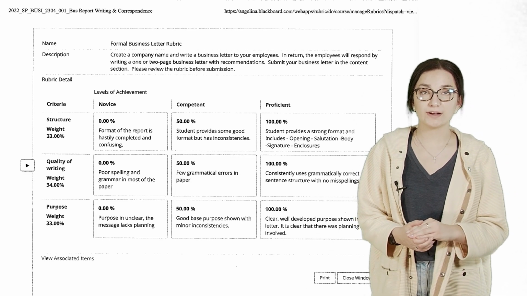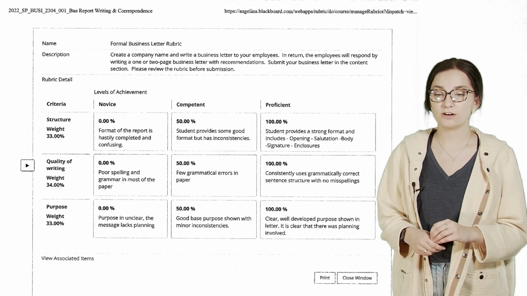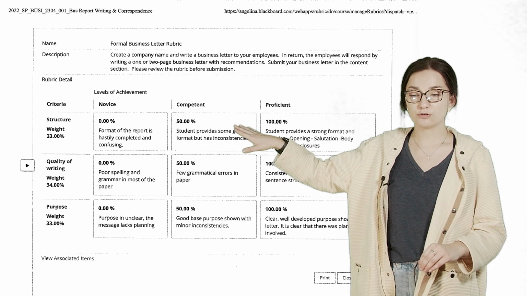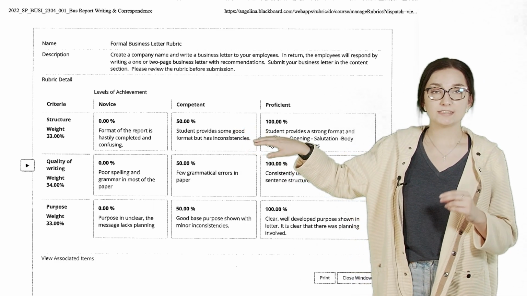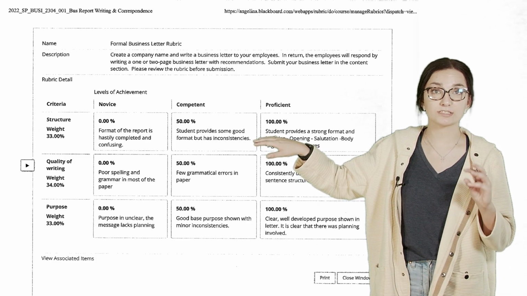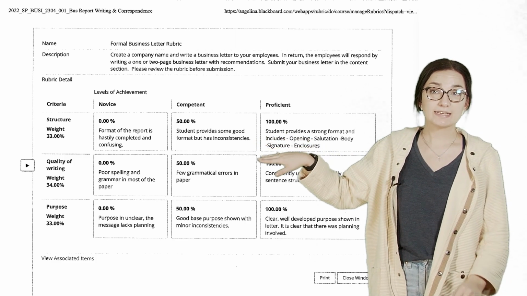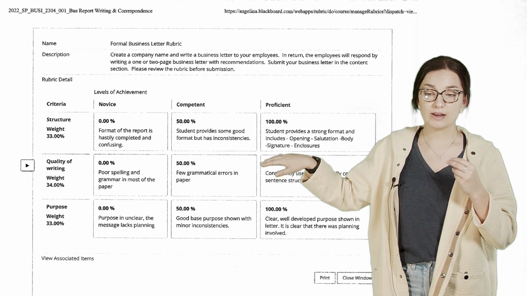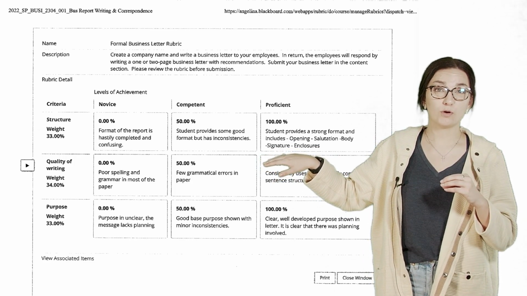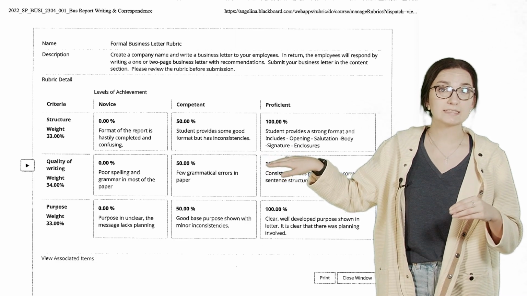So this is the rubric for the formal business letter. First up is the structure weight. So this is the physical formatting of the letter, your spaces, your font, and how it looks physically. Next is the quality of your writing. So your grammar and how you've formatted your sentences.